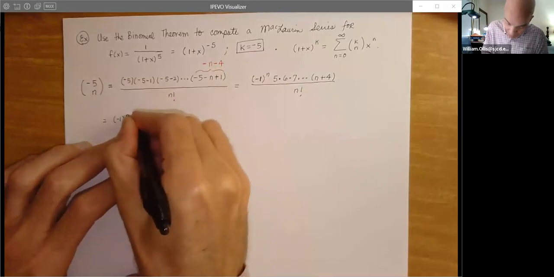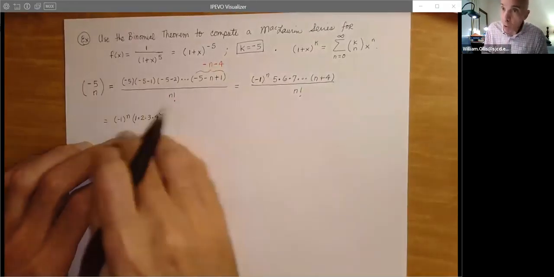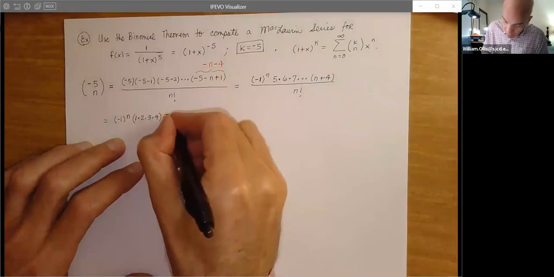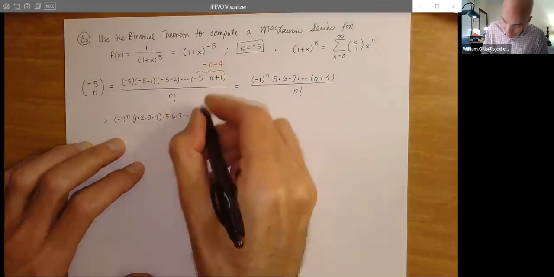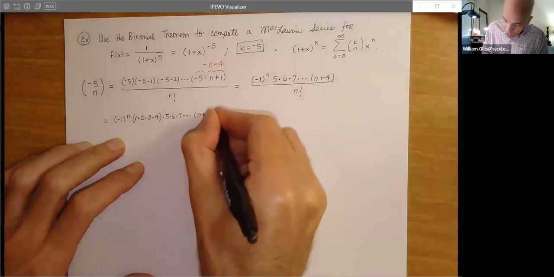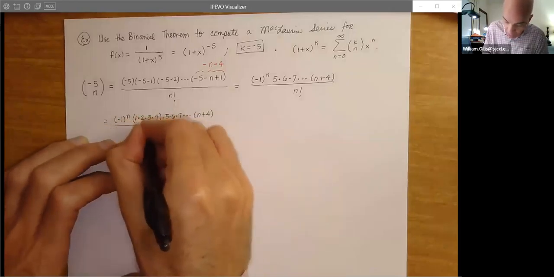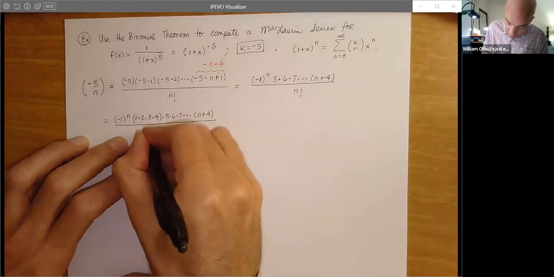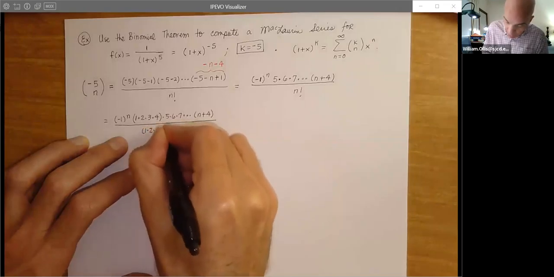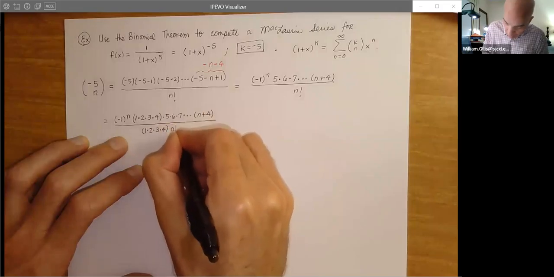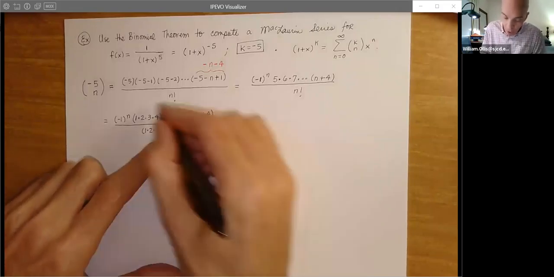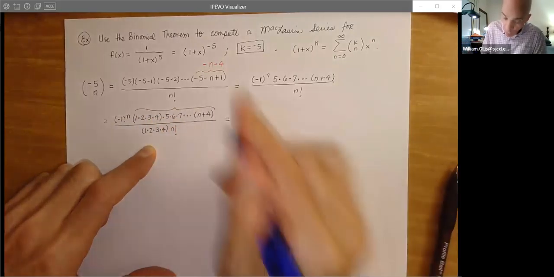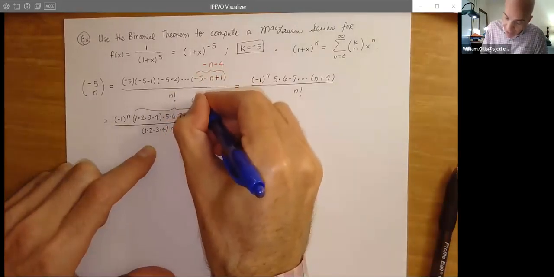So we'll get negative 1 to the n, and we can place the 1, 2, 3, and 4 as products here, and then pay for it in the denominator. So we're going to basically multiply by 4 factorial and divide by 4 factorial. I really think it's probably easier just to do this separately. I'll leave that up to you. So now we've got this 4 factorial here. I'll just write it out the same way.